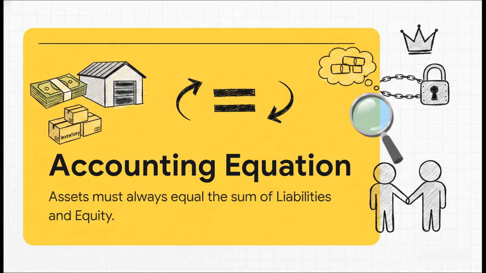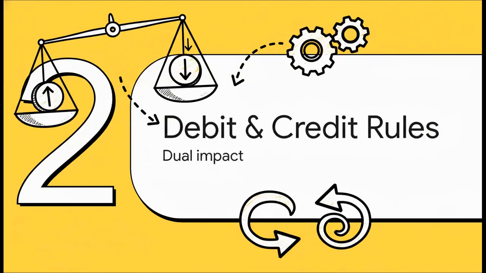This equation right here, it must always balance. Literally no exceptions. If your assets grow, either your liabilities or your equity must grow right along with them. Moving on to Section 2, Debit and Credit Rules. We're looking at the dual impact of every transaction.